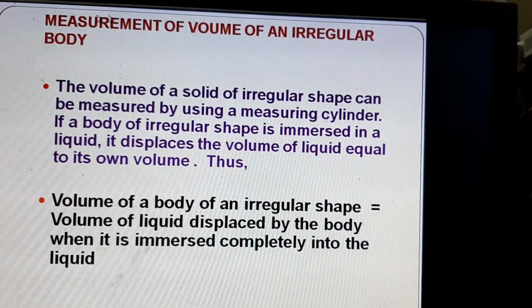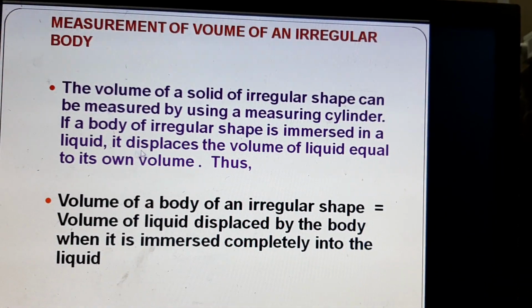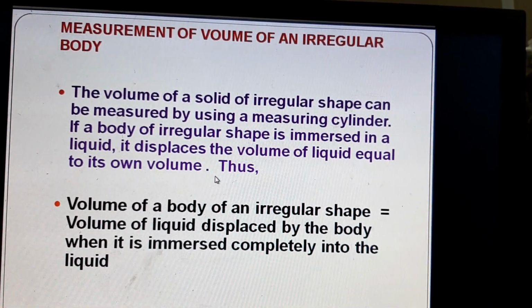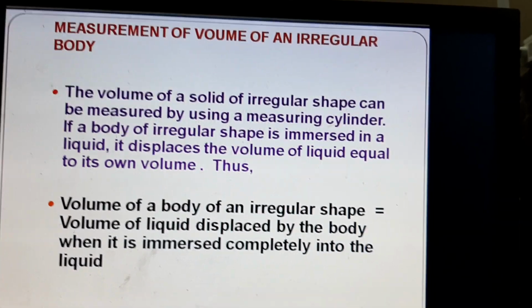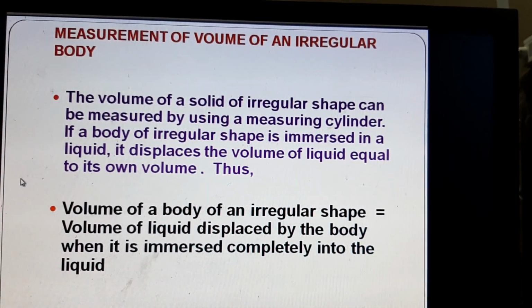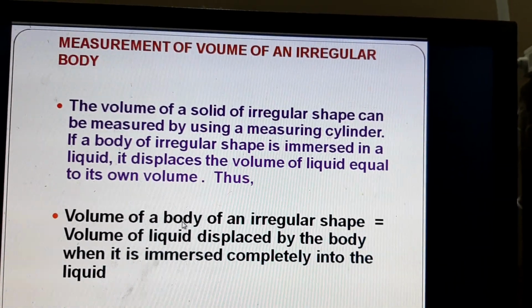So when a body of irregular shape is immersed in a liquid, it displaces a volume of liquid equal to its own volume. That is how we can find the volume of any object. So the volume of an irregular shape is equal to the volume of the liquid displaced by it when it is immersed completely into the liquid.